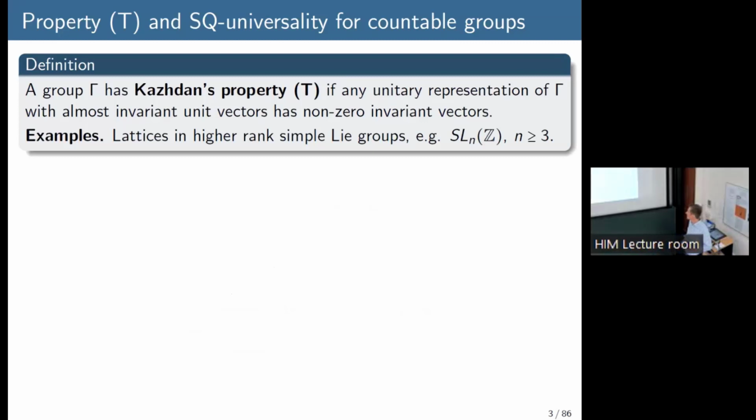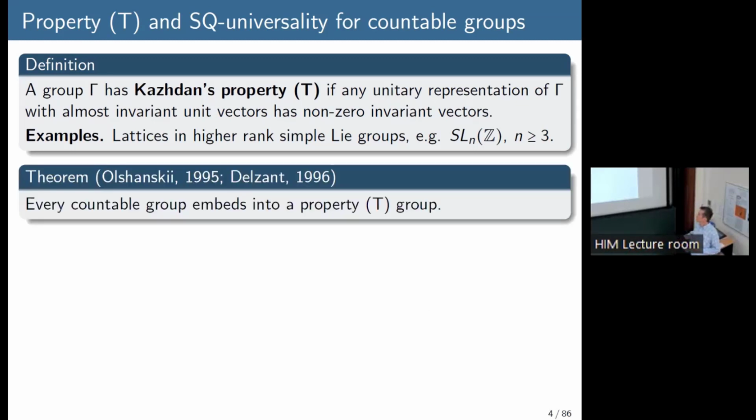Lattices in higher rank semisimple groups such as SL_n(Z). So property T has quite strong applications, and it's useful in fields like operator algebras and ergodic theory. Before mentioning our main result, let me actually recall this result of Ozawa, Till and Sandt, which says that every possible countable group Γ can embed inside a property T group.